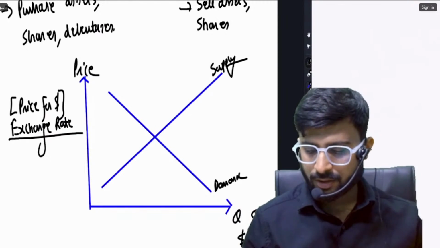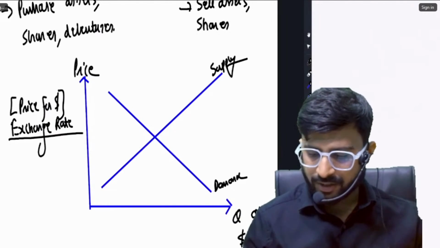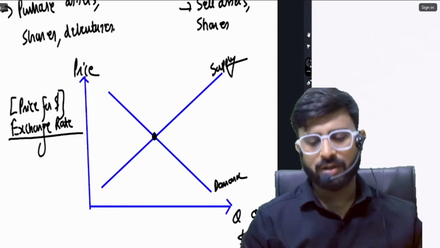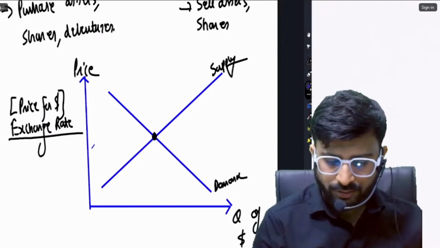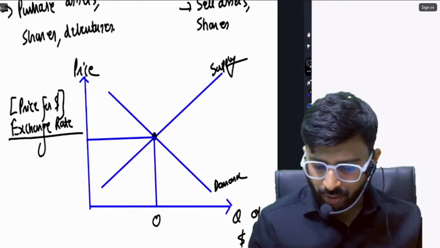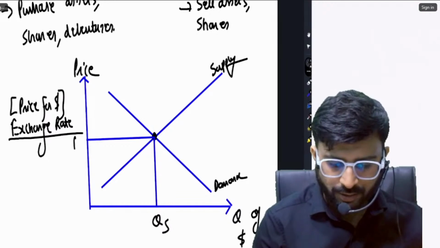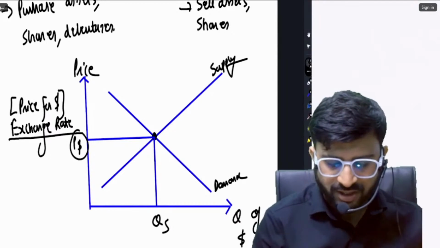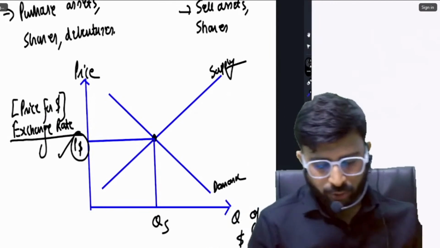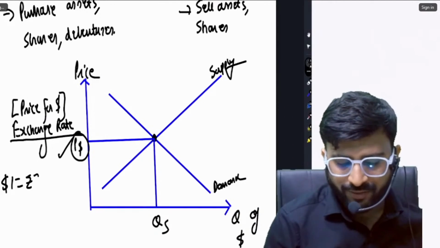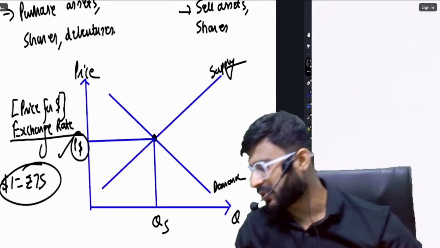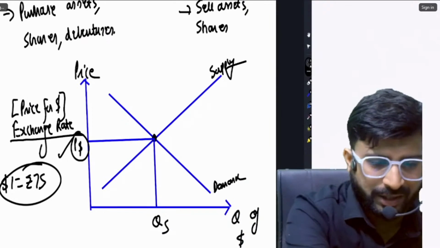So, friends, the interaction that takes place is here. And hence, dear students, this is the quantity of dollar and this is the price of dollar. This is the exchange rate. At this rate, the dollar value is decided. So suppose at this rate, $1 equals 75 rupees. Then the nominal exchange rate becomes $1 equals 75 rupees. Hopefully it's crystal clear to everybody.